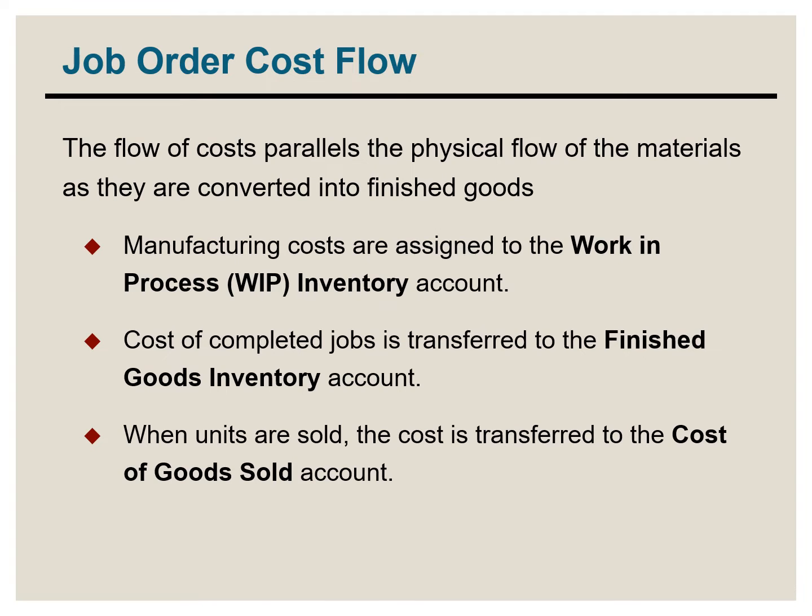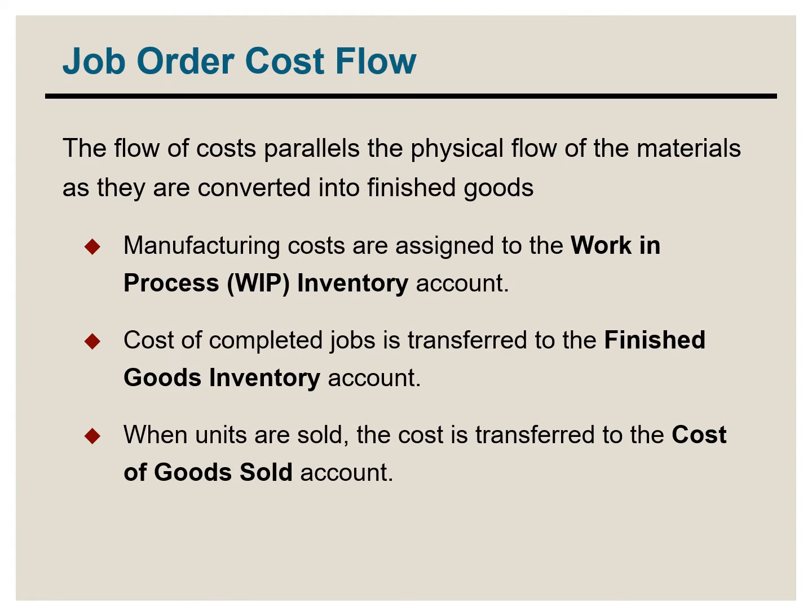Job order cost flow. The flow of costs, which are direct materials, direct labor and manufacturing overhead in job order cost accounting, parallels the physical flow of the materials as they are converted into finished goods. The companies first accumulate manufacturing costs in the form of raw materials, direct labor or manufacturing overhead. They then assign manufacturing costs to the work in process, WIP, inventory account.